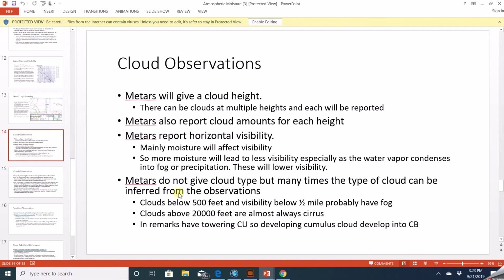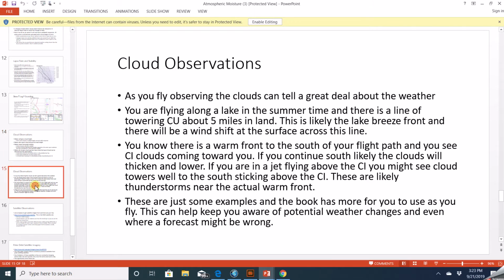They used to. So you can infer some things, like if you have clouds below 500 feet and visibility below a half mile, you probably have fog, clouds right on the ground level. But then again, if you're seeing clouds above 20,000 feet, you're probably looking at cirrus clouds. Sometimes in remarks, you will see towering cumulus. So you'll know that there are cumulus clouds that may be developing into convective cumulonimbus clouds.